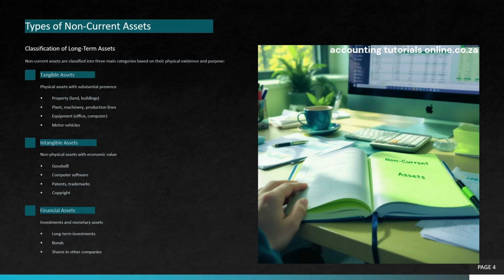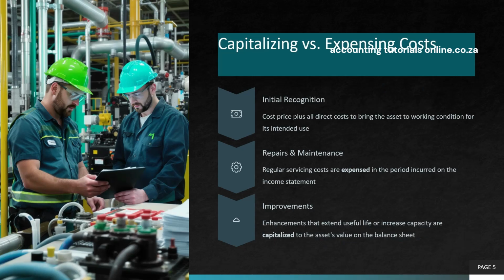These are the types of non-current assets. We have tangible assets that have physical form, such as property, land and buildings, plant, machinery, equipment, motor vehicles. We also have intangible assets which do not have physical form, such as goodwill, computer software, patents, trademarks, copyrights. And then we also have financial assets, which are investments and monetary assets, such as long term investments, bonds, or shares in other companies.